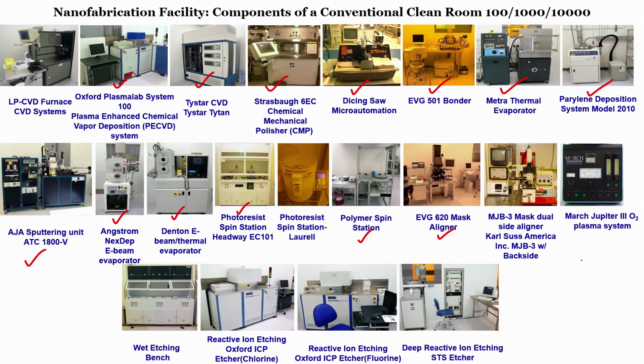you have an EVG 620 mask aligner, you can also have an MJB4 mask aligner, right, like you can see here it is an MJB3, you can have MJB3, 4, whatever mask aligner, in general you will see a mask aligner. Then you will see a plasma system for bonding glass with PDMS, then you may have wet etching, you have RIE, you may have fluorine, chlorine, and you may have DRIE. So, these are a few of the equipment that you will generally find in a conventional clean room, which is 100,000, 10,000, even class 10.